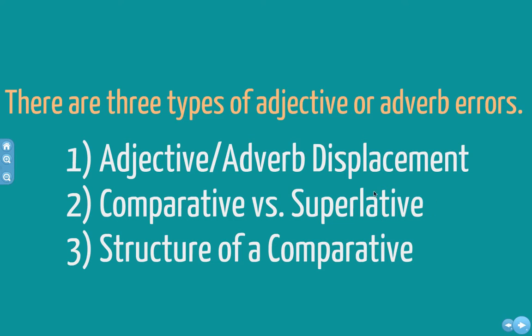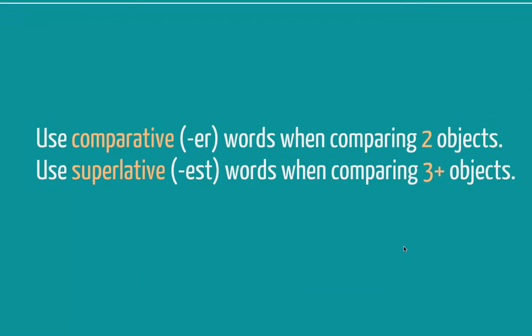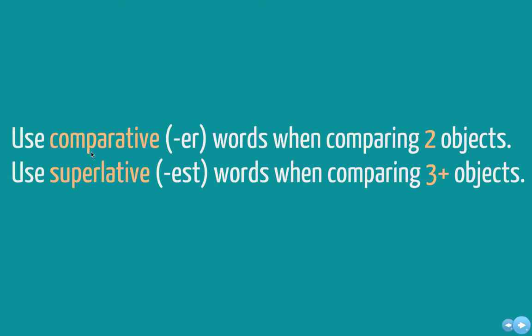Comparative versus superlative errors involve mistakenly switching between the comparative or superlative form of an adjective or adverb. The comparative form of an adjective or adverb, typically associated with the er suffix, is used when comparing two objects. So for example, if I were to say, "My computer is slower than hers," the word slower is the comparative form of the adjective slow. I use it in order to show that my computer is more slow than hers is.